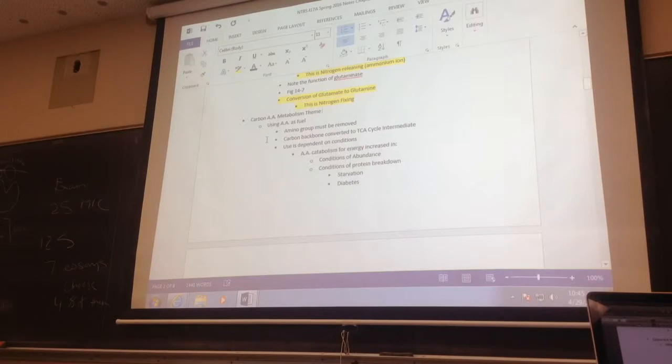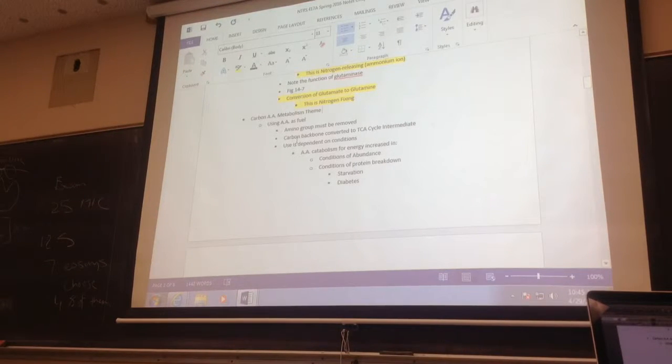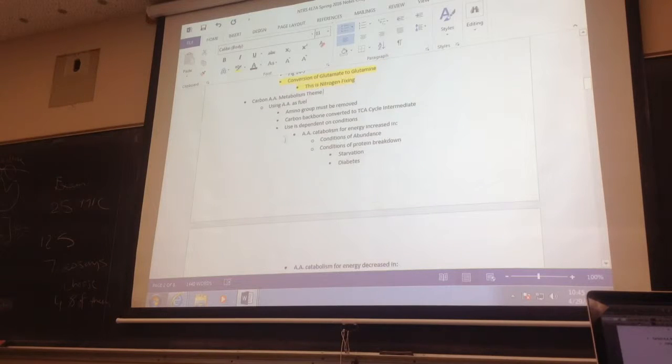Acids as fuel. To do this, you have to take the amino group off, and then the carbon backbone has to be converted to the TCA, the tricarboxylic acid cycle. I just usually call it the Krebs cycle intermediate. So, this use is dependent on conditions. So, I'm not making you memorize which ones go where.